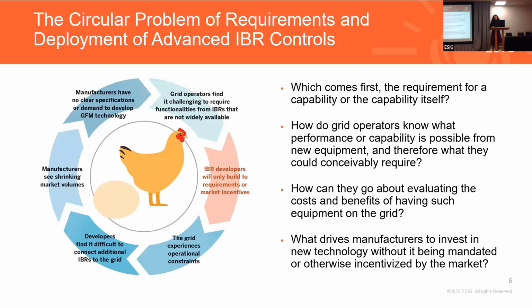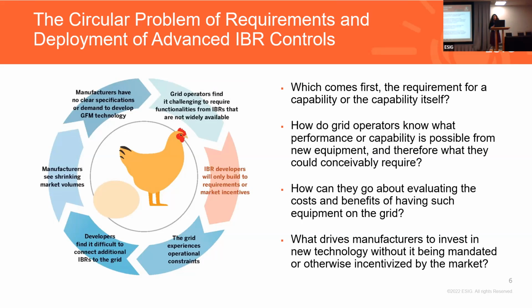I mentioned the chicken-and-egg problem when I talked about our grid forming report. I think from the discussion that happened during the tutorial, we're still there. We're in this chicken-and-egg situation where grid operators find it challenging to require functionalities from inverter-based resources that are not widely available. Inverter-based resource developers will normally go for features in the inverters that are incentivized or required. And so in the absence of these new advanced features, the system operator goes with limiting output from inverter-based resources or limiting where inverter-based resources can be built.